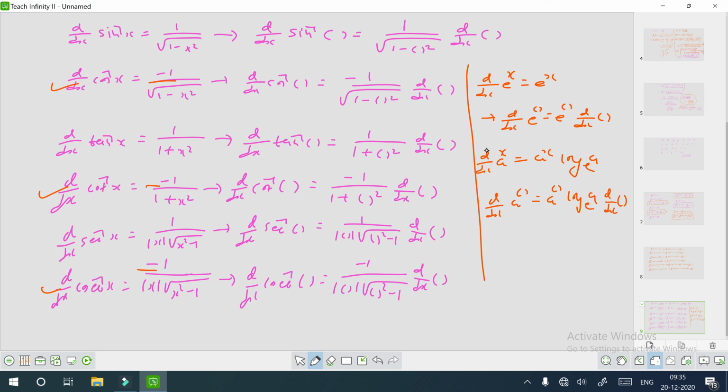Yes. Next our aim is to see working rules. That thing we are going to see in the next lecture.